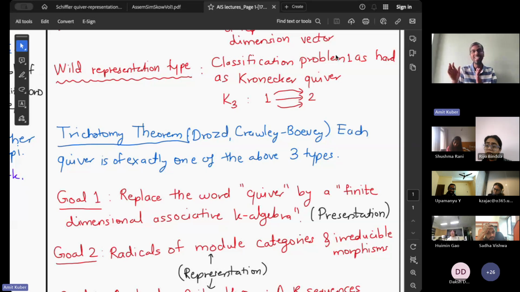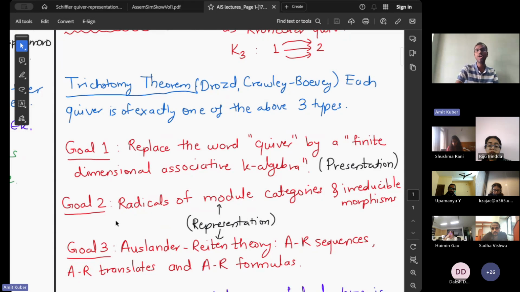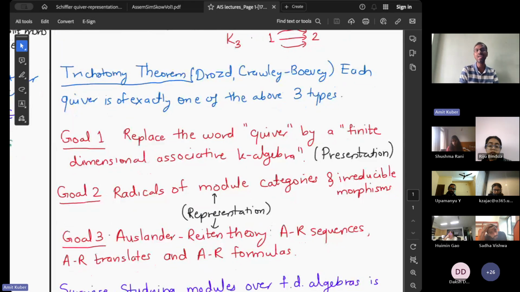The word representation is quite frequently used, but presentation is only used in the context of groups. The presentation of a particular group is given by generators and relations, right? So here we are talking about presentations of finite dimensional associative algebras. Okay. So that's our first goal. Then the second goal is that we have to talk about something called the radical of a module category.